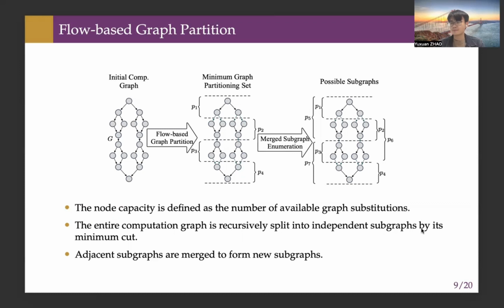We notice that node capacity keeps changing during the graph optimization process, but it is unrealistic to frequently update the partitioning result. So we merge adjacent subgraphs to form new subgraphs if the size of them is less than the upper threshold, to increase the optimization opportunities. Each subgraph now is suitable for subsequent optimization.